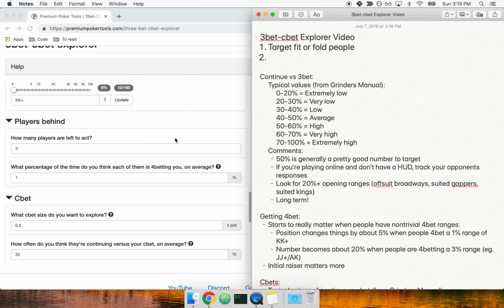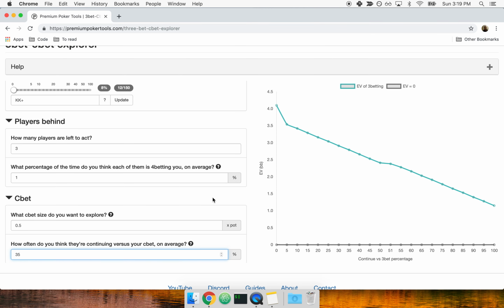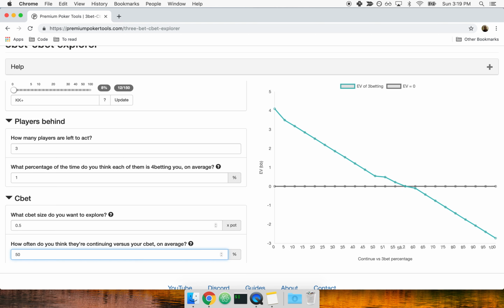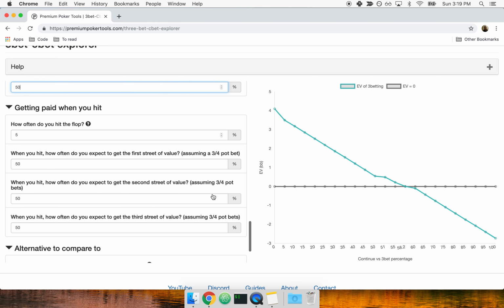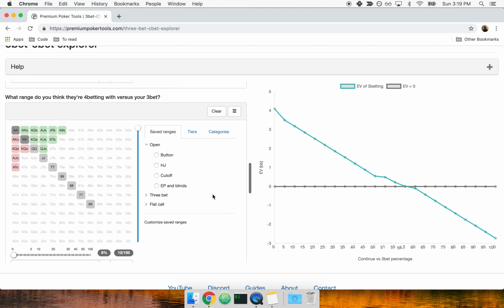Second thing is that we want to generate folds versus our 3-bet. And that's pretty straightforward. We're 3-bet bluffing them, we want them to be capable of folding versus our 3-bet. We can see the steepness of this graph right here tells us that the more they fold, going this way, the higher EV it's going to be for us. So that's pretty straightforward.